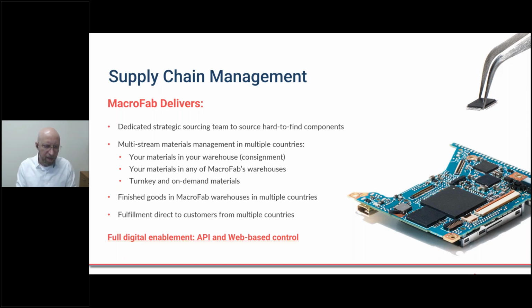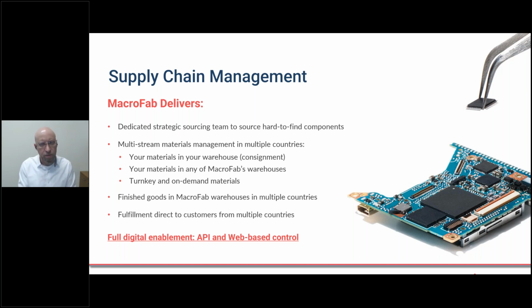We have a multi-stream materials management capability in multiple countries. That's the US and Mexico, right? And what I mean by multi-stream are both materials you own and manage and materials that we acquire for you. And we have three different ways we can manage that. One is the materials in your warehouse so that they get transferred to our facilities on an as-needed basis.